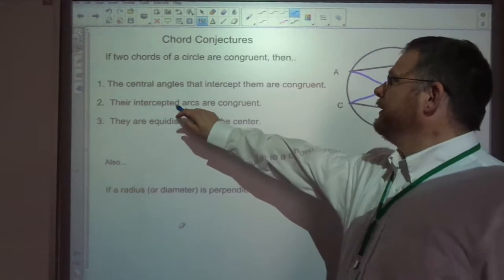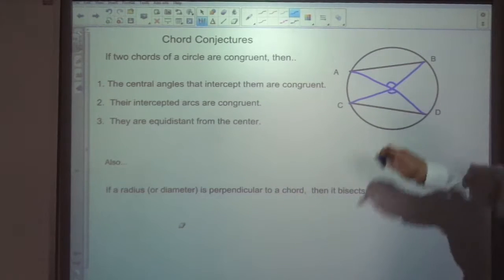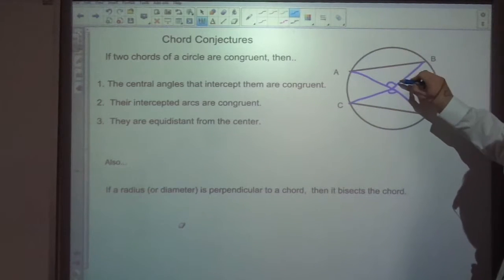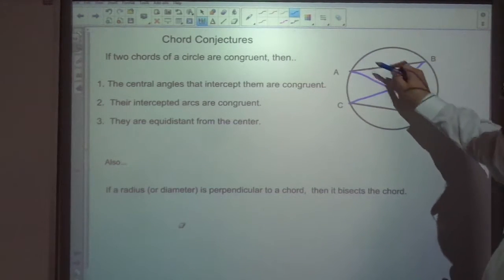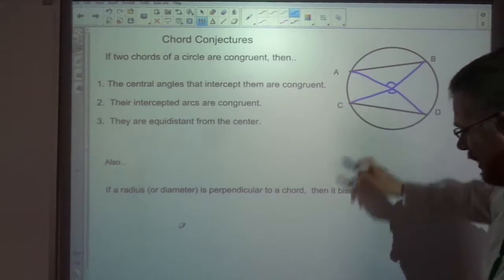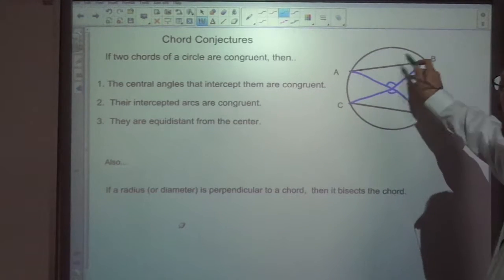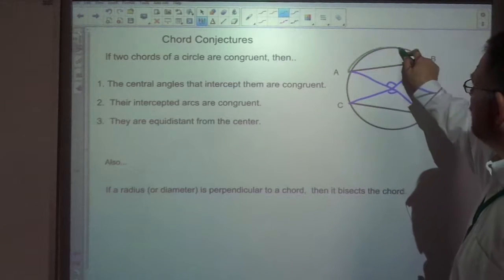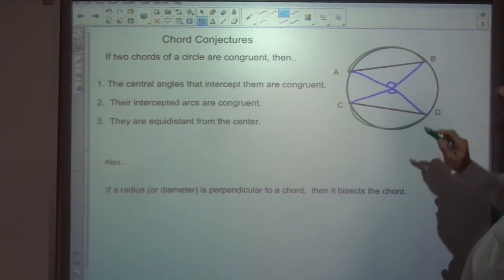The second thing is that their intercepted arcs are congruent. So remember, central angles, whatever this degree is, if that's 100 degrees, then this arc is 100 degrees. So if these two angles are congruent, then these arcs are also congruent.